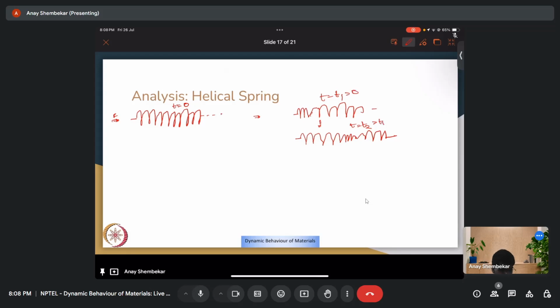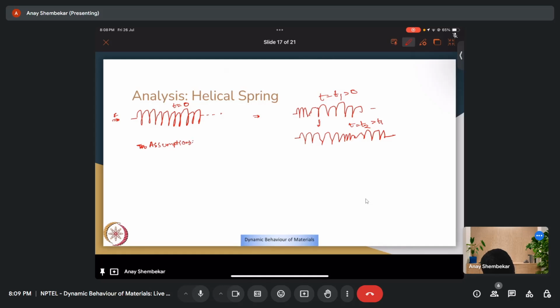For the helical string, we'll have a few assumptions. Again, assumptions: uniform cross section and material. I think I should have written this with the earlier string also. Then you have a thin cross section.